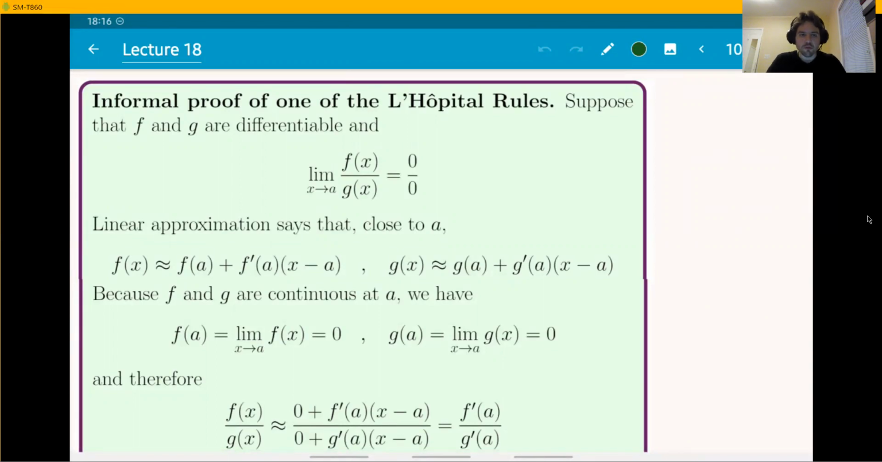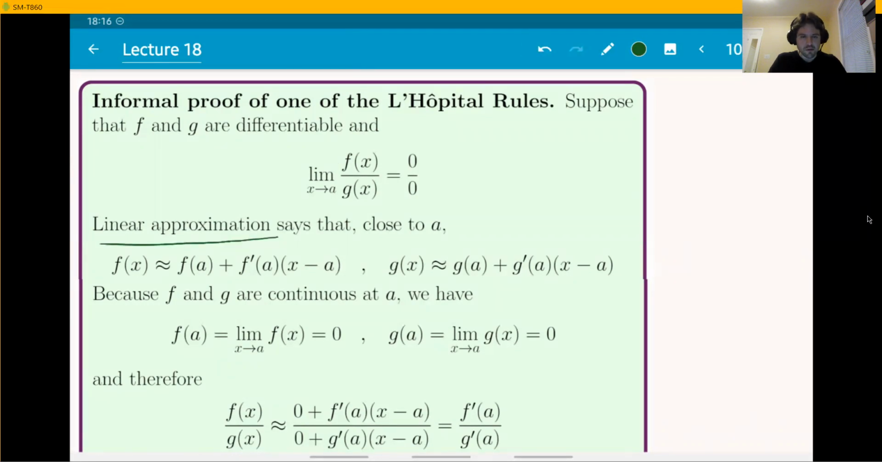So here's an informal proof. It's not a formal proof. You're going to see why. So suppose that you have two functions that are differentiable. And suppose that you're trying to find the limit of f over g, and you find a 0 over 0. You find an indeterminate form. Let's not discuss the case of infinity over infinity. That's more complicated. So this is now why this is an informal proof, linear approximation.